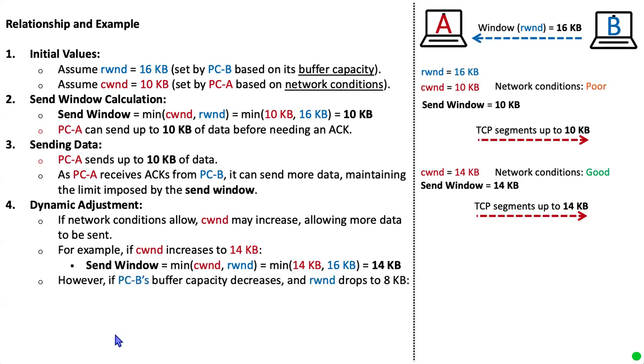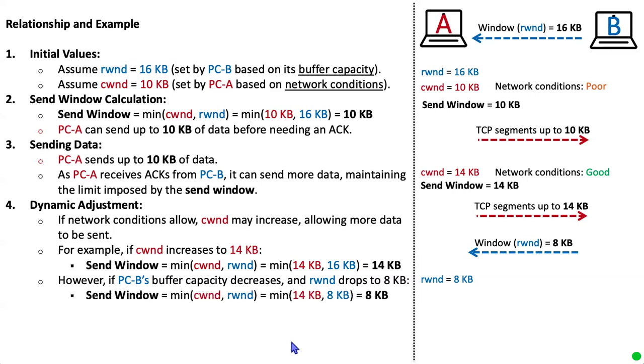But let's say PCB's buffer capacity is decreasing. It says, you know what? I can't handle 16,000 bytes. I need to drop my window size. I'm going to send you a TCP segment. In every TCP segment, I include my window size, and you're seeing it now changed to 8,000 bytes.